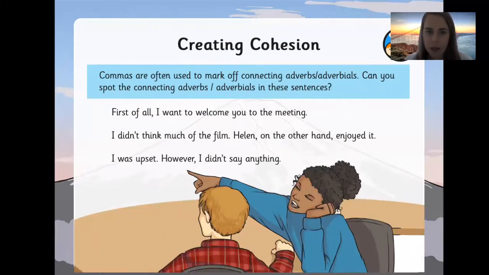Another way of creating cohesion is to use commas. Okay, so they are usually used to mark off connecting adverbs or adverbials. Can you see any in the sentences below? So I've told children in my class certainly before that when they use fronted adverbials or any adverbials, there should be a comma afterwards. Can you see any in the sentences below?